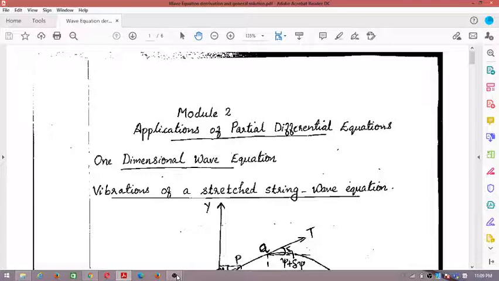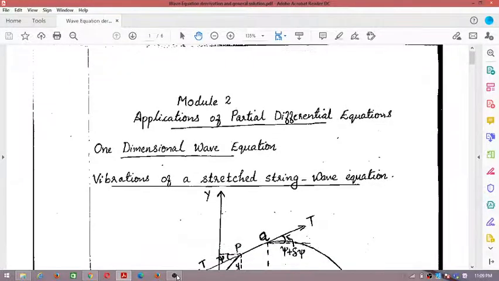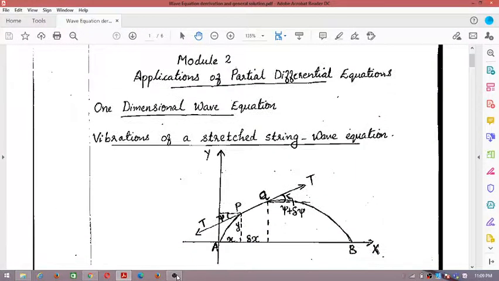Module 2, we discuss applications of partial differential equations. First, we will discuss the one-dimensional wave equation. Let us discuss the derivation of the one-dimensional wave equation from a real experiment. Vibrations of a stretched string is represented by the wave equation.